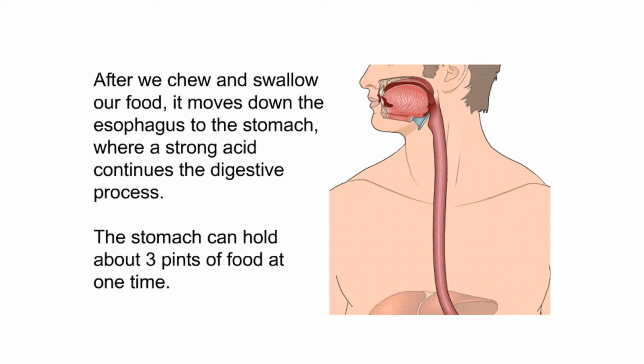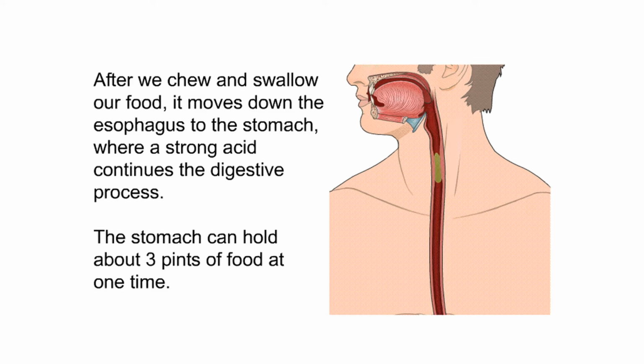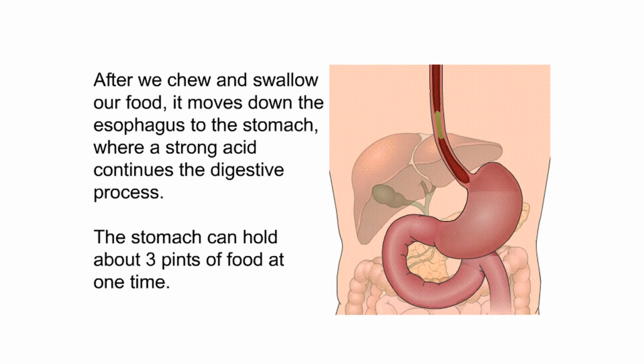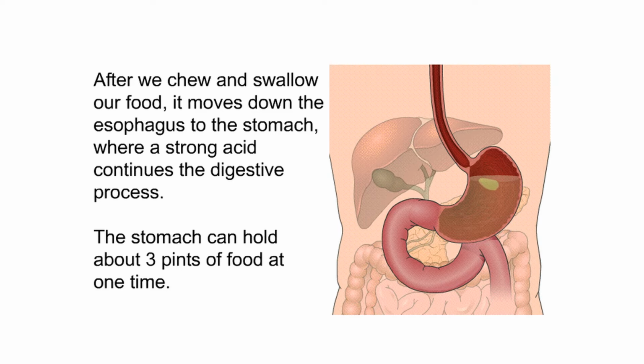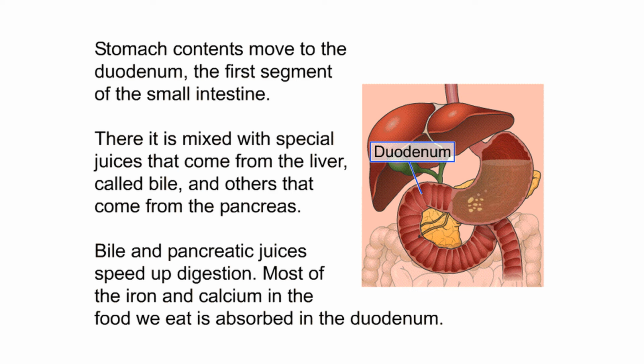After we chew and swallow our food, it moves down the esophagus to the stomach, where a strong acid continues the digestive process. The stomach can hold about 3 pints of food at one time. Stomach contents move to the duodenum, the first segment of the small intestine. There it is mixed with special juices that come from the liver, called bile, and others that come from the pancreas. Bile and pancreatic juices speed up digestion.